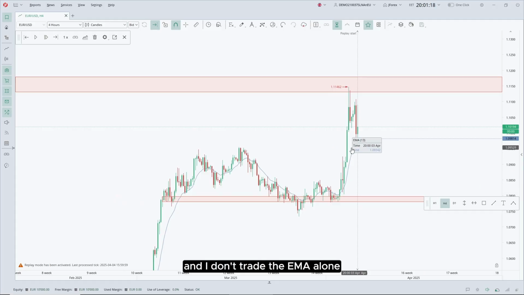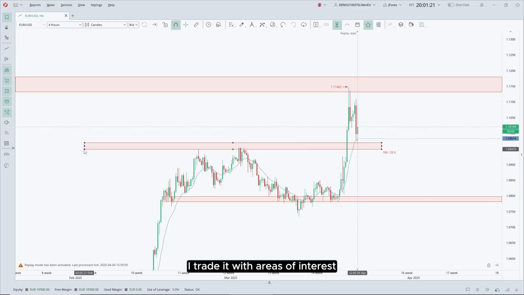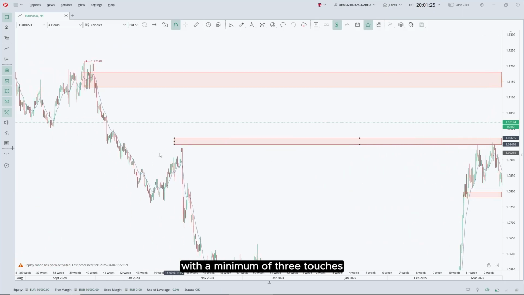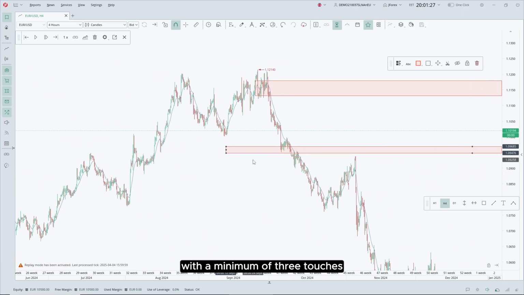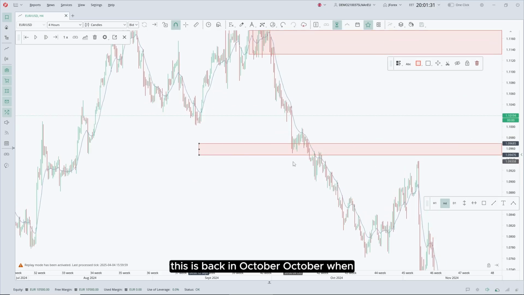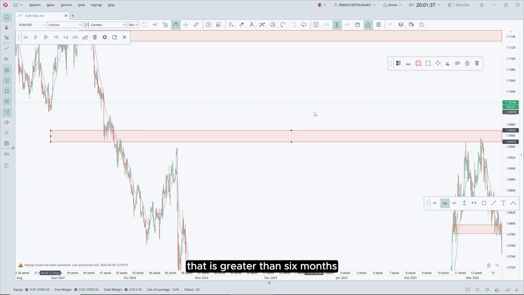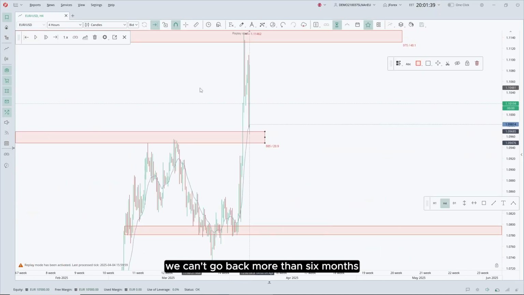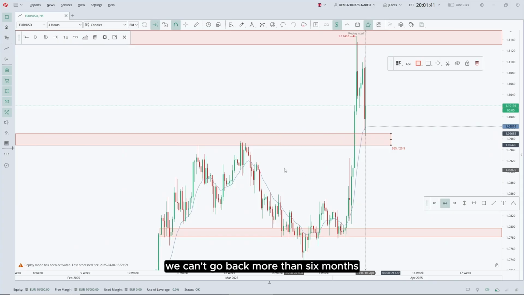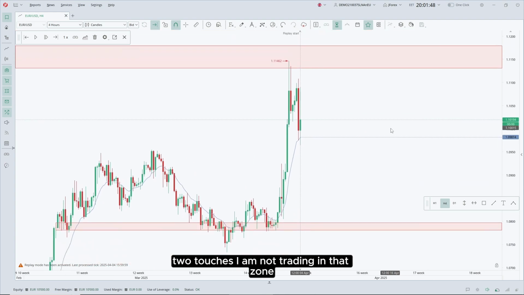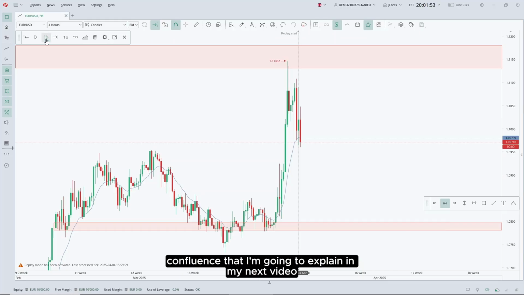Now on the 4H, you can see the price did come back into this zone, and I don't trade the EMA alone. I trade it with areas of interest with a minimum of 3 touches. This is back in October. When is this? April. That is greater than 6 months. We can't go back more than 6 months, which means this area only has two touches. I am not trading in that zone.